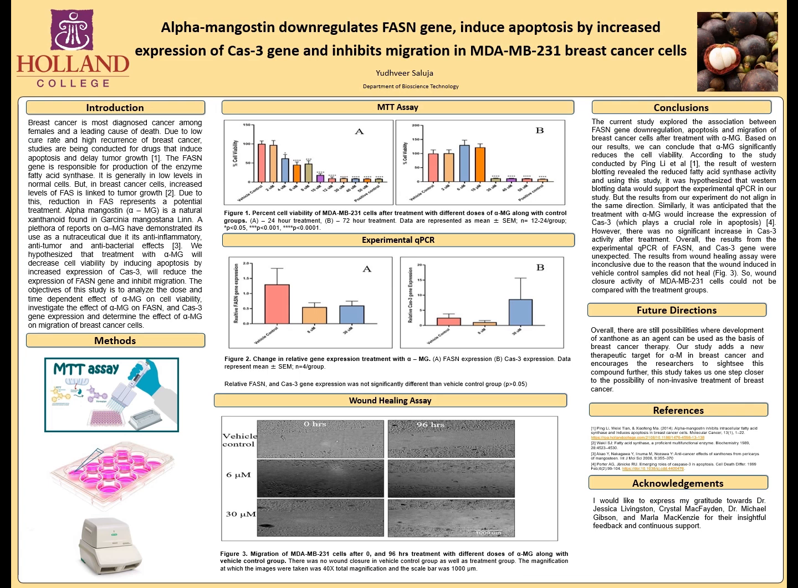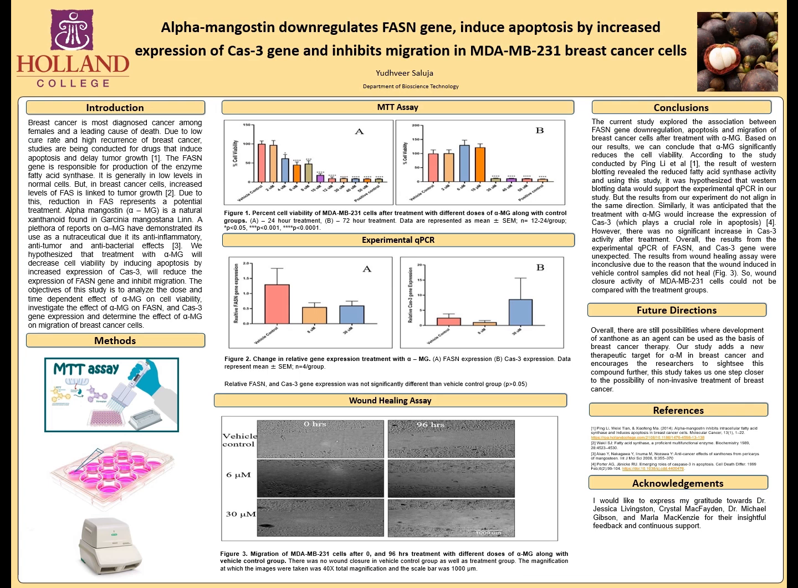Alpha-mangostin is a natural xanthone found in Garcinia mangostana Linn. A plethora of reports on alpha-mangostin have demonstrated its use as a nutraceutical due to its anti-inflammatory, anti-tumor, and antibacterial effects. We hypothesized that treatment with alpha-mangostin will decrease cell viability by inducing apoptosis and by increased expression of Cas3.